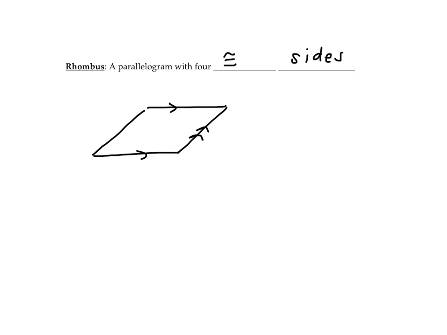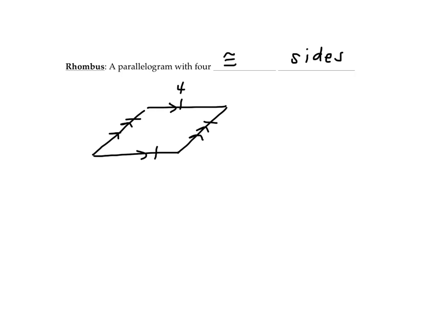Our next special quadrilateral is a rhombus. A rhombus is defined as a parallelogram with 4 congruent sides. So, for example, if you had a little parallelogram, and again, we'd either have to be told that it's a parallelogram, or we have to be able to prove that it's a parallelogram. But then, if all 4 of these sides are marked congruent, then we know that it's a rhombus.